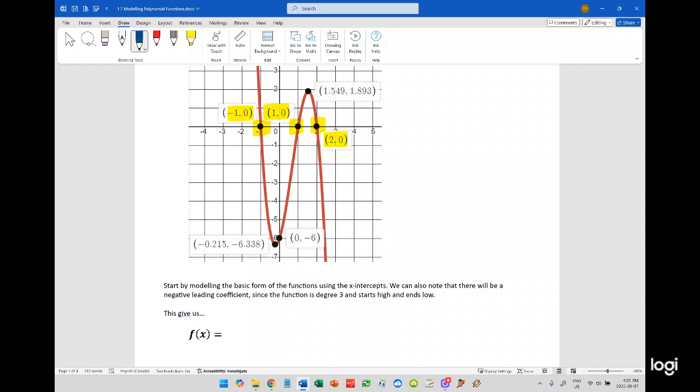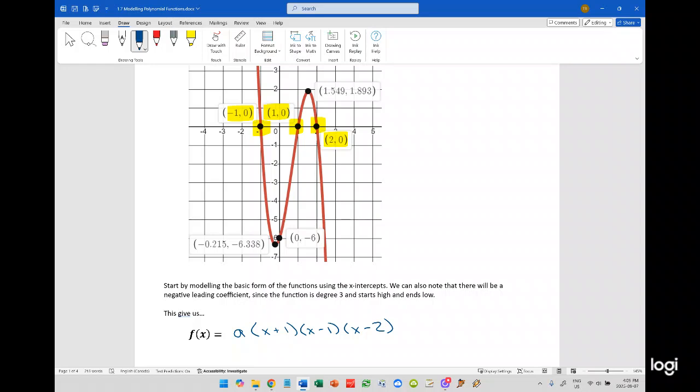So we know that the general equation of this is going to be a, some letter or some number, times all of these little brackets, each of which is going to be x minus one of the x-intercepts. So the first x-intercept is minus 1, so this will be x minus negative 1, or x plus 1. And then the next one's at 1, so that's x minus 1. And the last one's x minus 2. So that's basically the equation. We just need to figure out what a is.